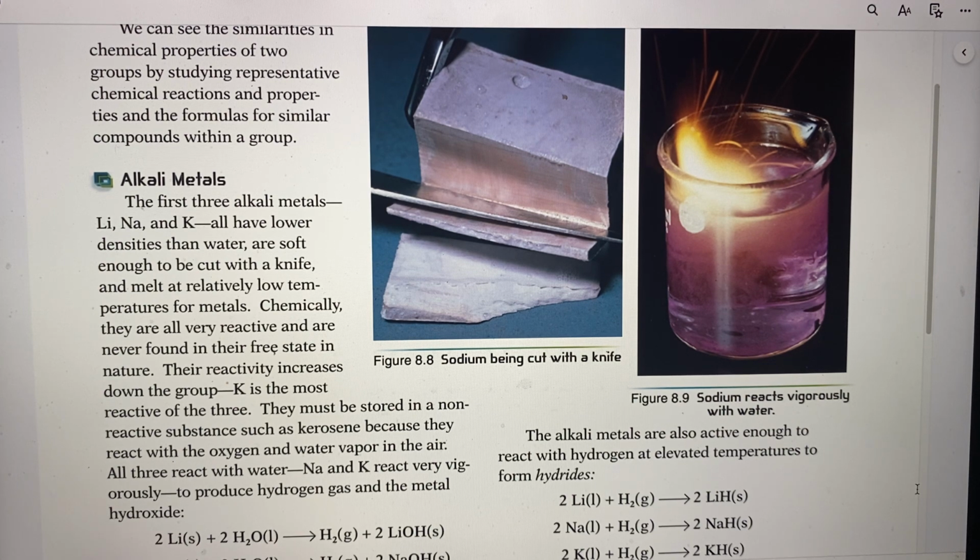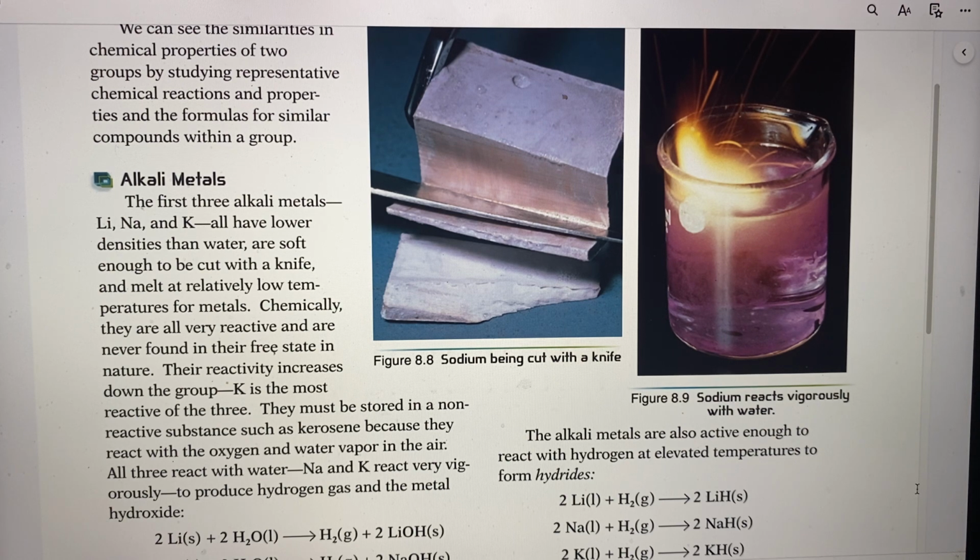Especially with halogens. They are never found in their free state. They're always found either as an ion or in combined form. So they're never found in their free state. Their reactivity increases as you go down in that group. So as you go down the group, from lithium to sodium to potassium, you'll find that they react even more. Potassium reacts the most out of those three that are listed.